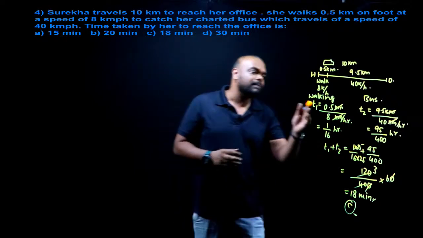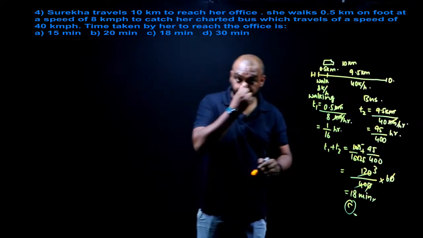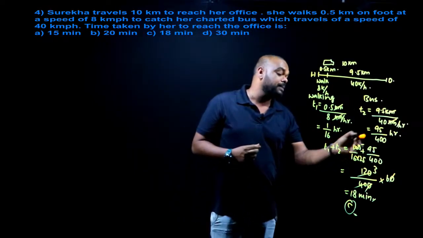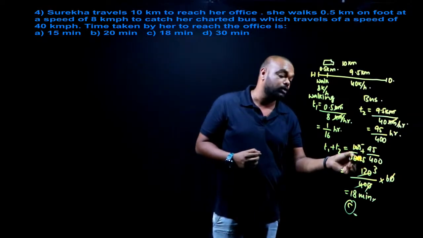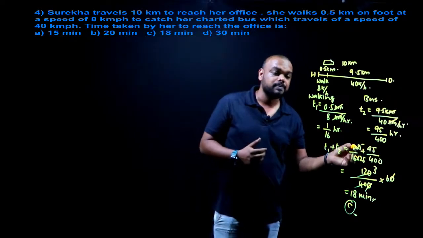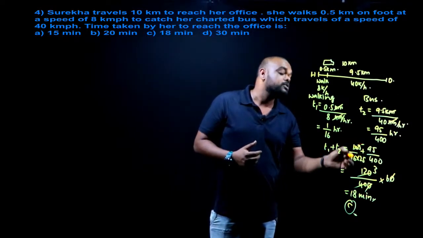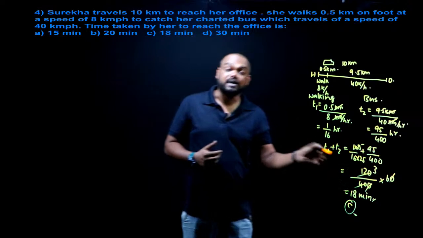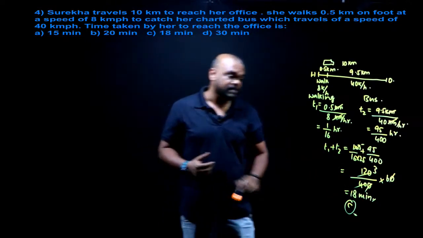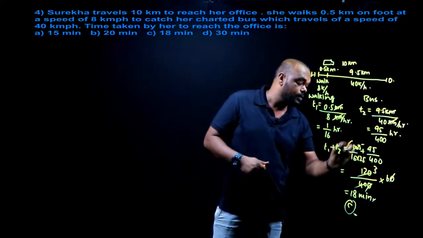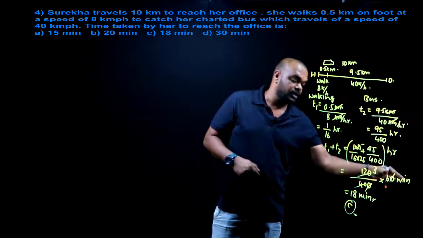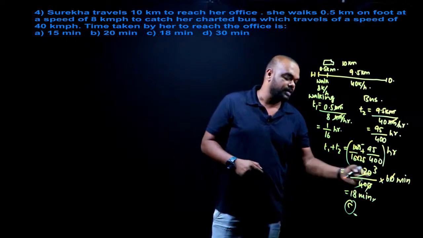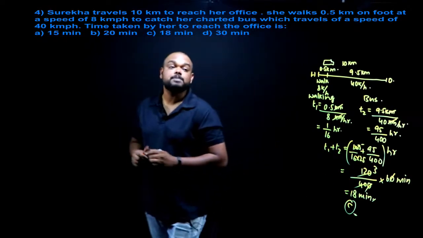So total time will be T1 plus T2, that is 1 by 16 plus 95 by 400. Here, 400 is there, so I can convert 1 by 16 into 400 by multiplying with 25. So this becomes 120 by 400 hours. But in the options it is given in minutes. To convert hours into minutes, we multiply with 60 because each hour is 60 minutes. So what do we get? 18 minutes is my final answer.